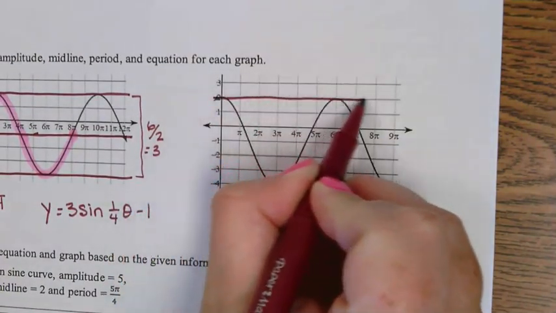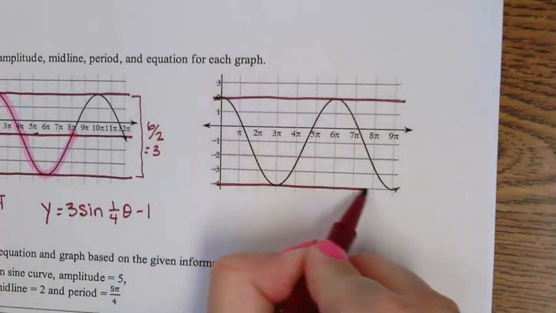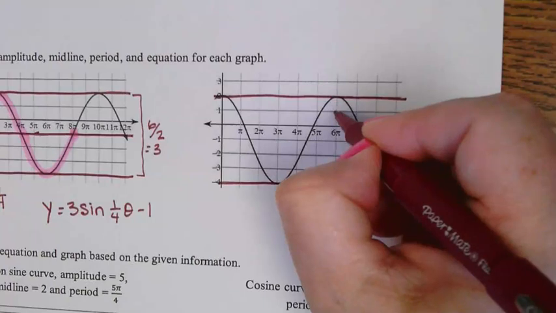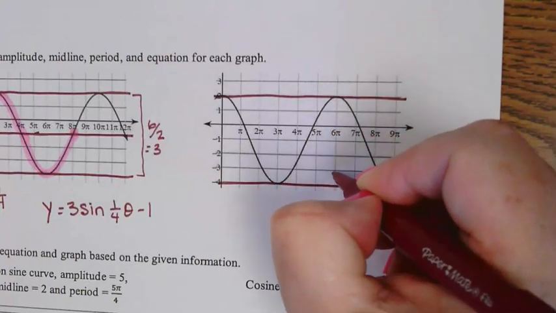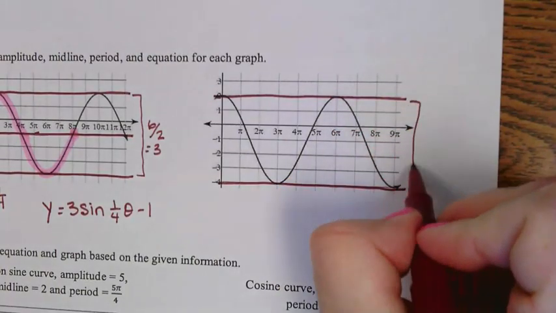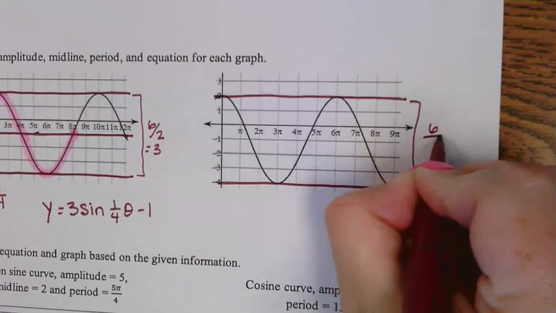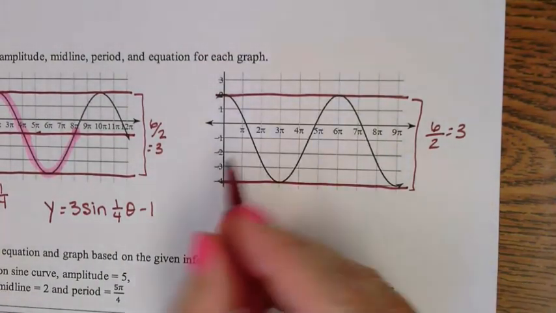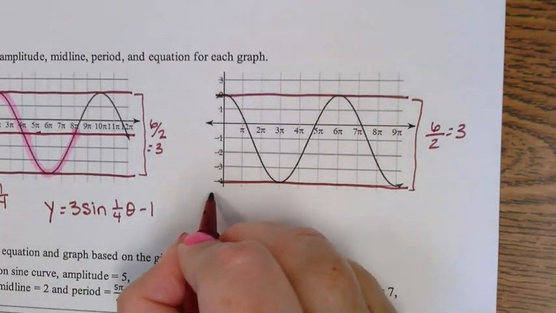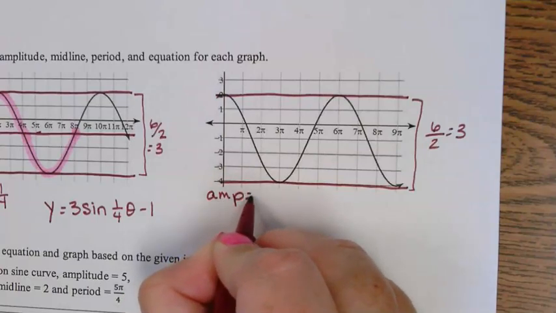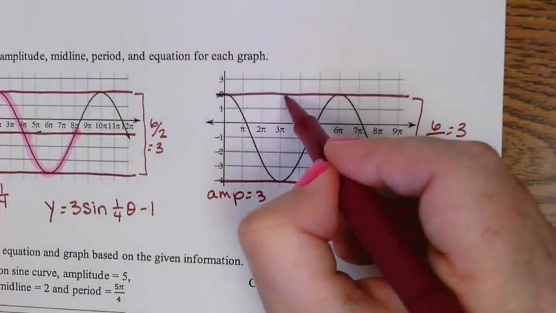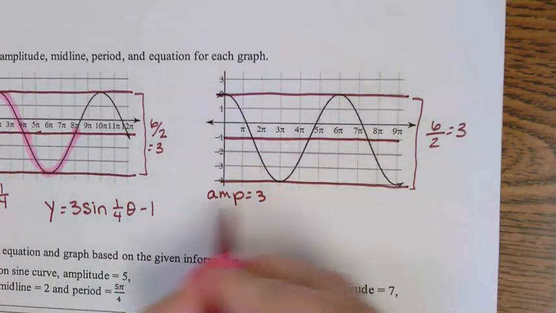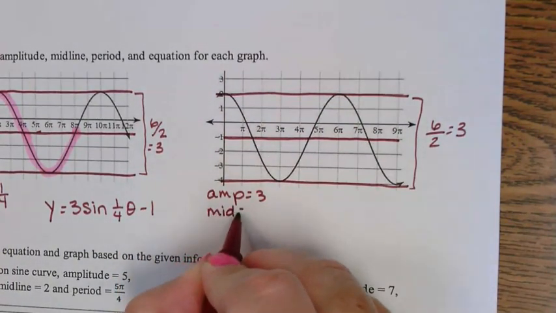Okay, let's come over here. Draw a line at the top of the graph, at the bottom. Okay, so count again. 1, 2, 3, 4, 5, 6. How about that? 6. We'll always divide by 2, and we get 3. Okay, so amplitude is 3. So count from the top down 3. 1, 2, 3. There's our midline at -1.